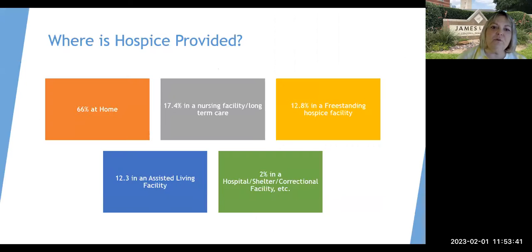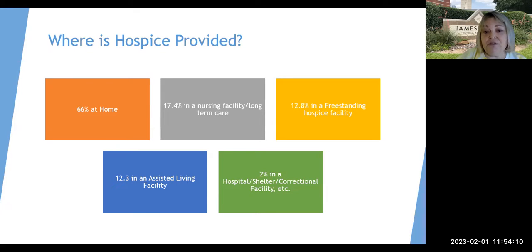I mentioned earlier, we were going to look at where hospice is provided. 66% of the time it's provided in a person's home. About 17% of the time it's provided in a nursing facility, long-term care. About 13% of the time, it's in a freestanding hospice facility. About 12% of the time, it's in an assisted living. And then about 2% of the time, the person is in the hospital.